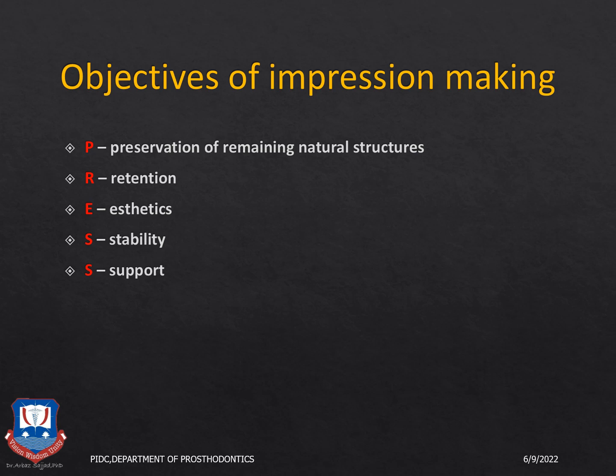So, coming to the objectives of impression making, the objectives can be summarized by the acronym PRESS. First, the objective is preservation of the remaining natural structure. The second primary objective of an impression is to be able to fabricate a prosthesis which has retention, which is aesthetic, which is stable, and which has sufficient support from the denture bearing area.